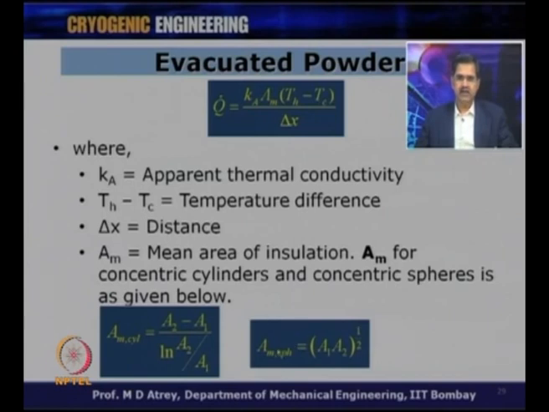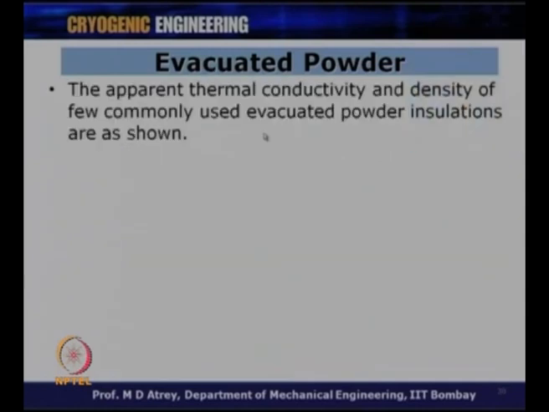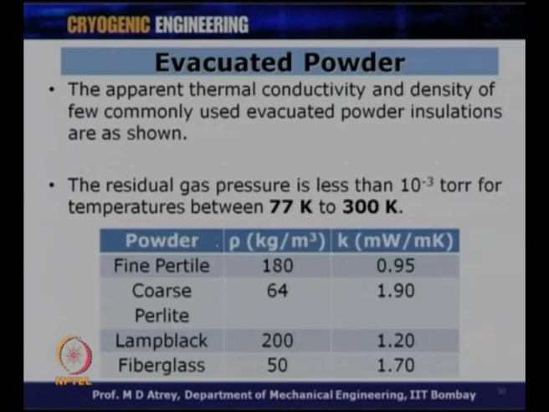I will put this area in this equation, get the value of the apparent thermal conductivity, and calculate the loss due to conduction. The apparent thermal conductivity and density of a few commonly used materials are given over here. So, you can see for 300 to 77 Kelvin, I have perlite, coarse perlite, lampblack, and fiberglass, with conductivity values of 0.95, 1.9, 1.2, between 1 to 2 for evacuated powder.